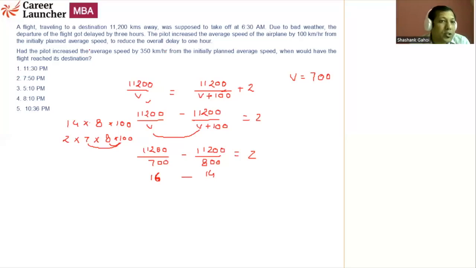Now, what question is asking, had the pilot increased the average speed by 350 kilometers per hour from the initially planned average speed, when would have the flight reached its destination? Fair enough. So it means effectively it is talking about time. So distance is 11,200. His actual running speed is going to be v plus 350. That is going to be this. We can cancel out by 7. So this comes out to be 15. This comes out to be 160.